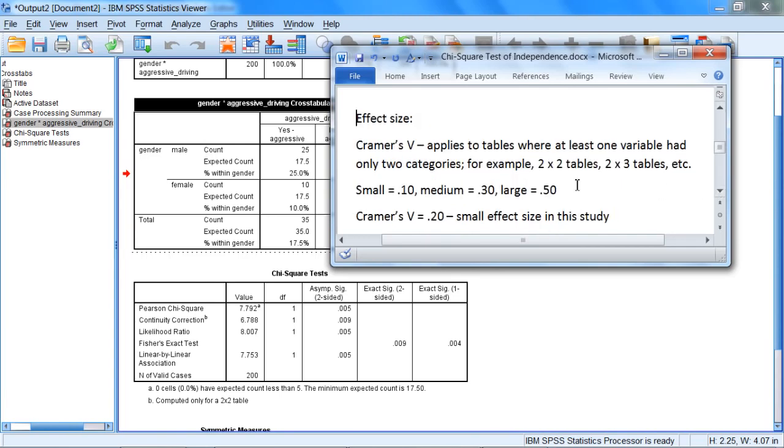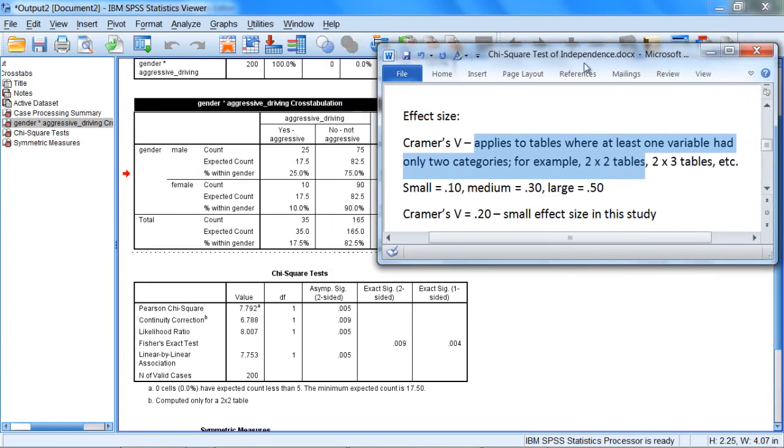Next, we'll briefly discuss the effect size for the chi-square test of independence. And the effect size is given by Cramer's phi, and that applies to tables where at least one variable had only 2 categories. So for example, a 2 by 2 table, that's how that's read there. 2x2 is read as 2 by 2. So this is a 2 by 2 table as we have 2 categories to gender and 2 categories to aggressive driving. A 2 by 3 table would have 2 categories here and 3 categories here, and so on.